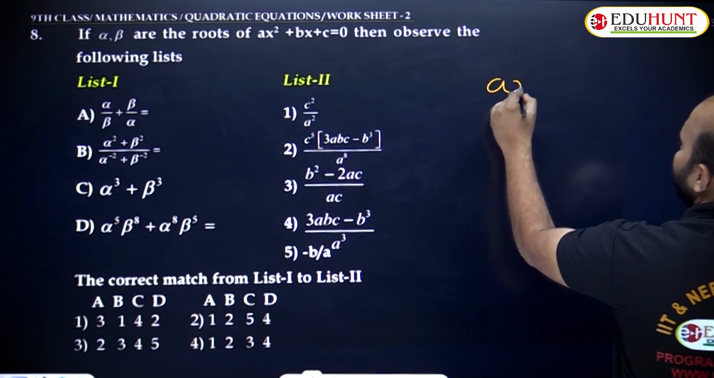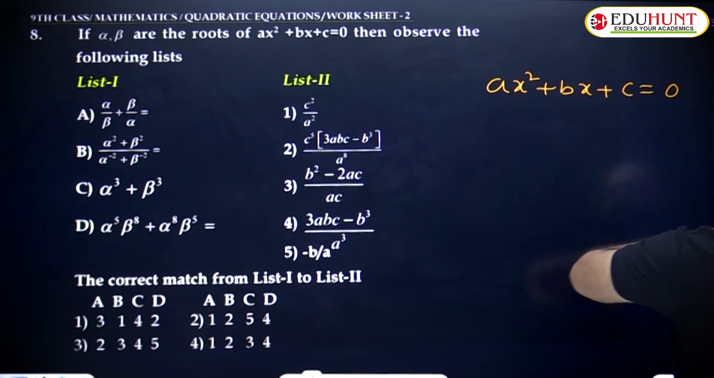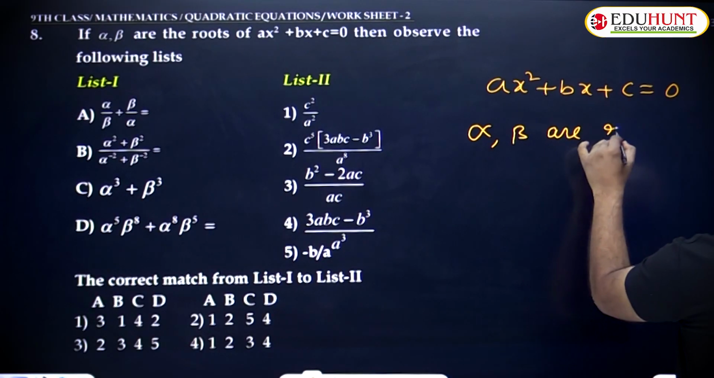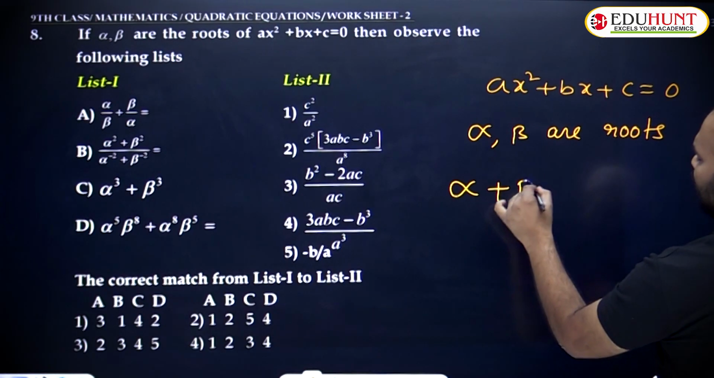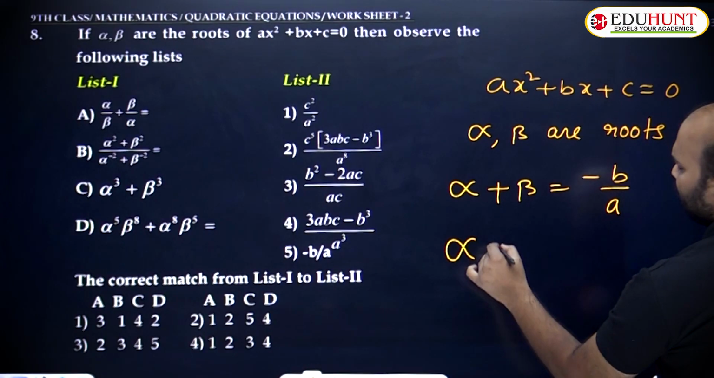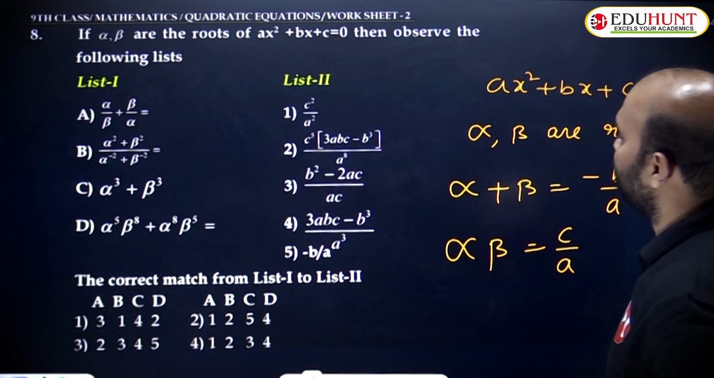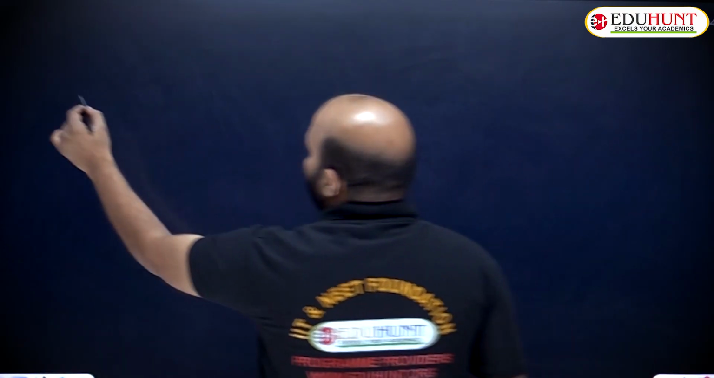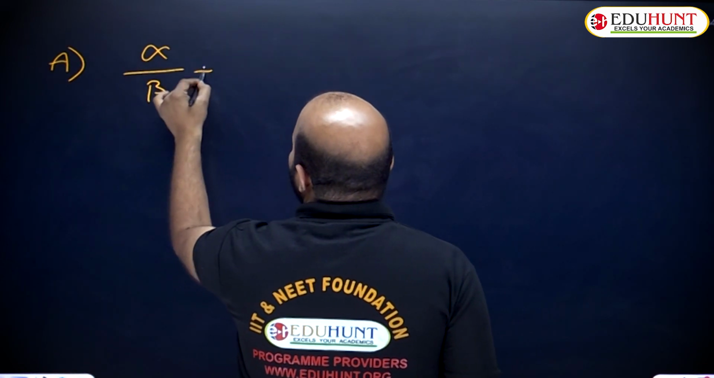Given the quadratic equation ax square plus bx plus c equals 0, alpha, beta are the two roots. First, we need the sum of the roots: alpha plus beta equals minus b by a. Product of the roots: alpha into beta equals c by a. These are the formulas. Am I clear? So, first, from list 1, A asks for the value of alpha by beta plus beta by alpha.